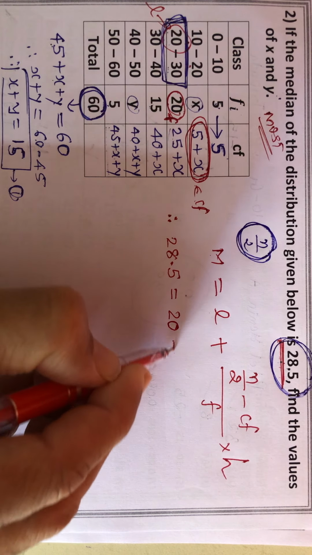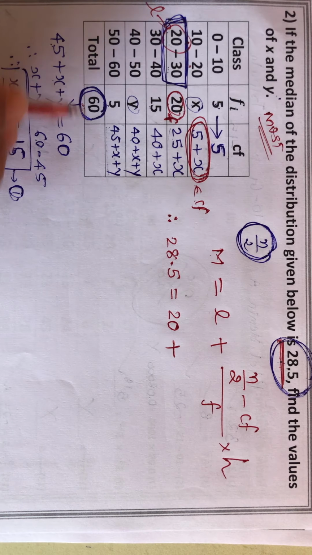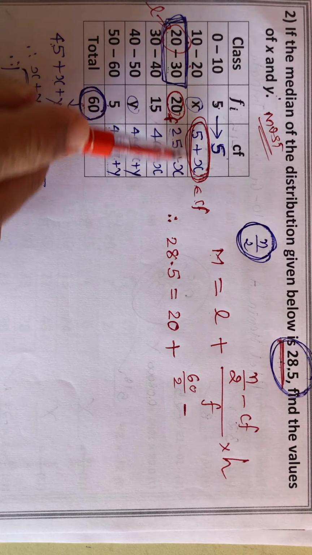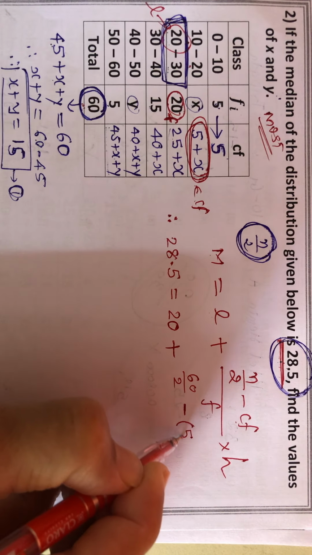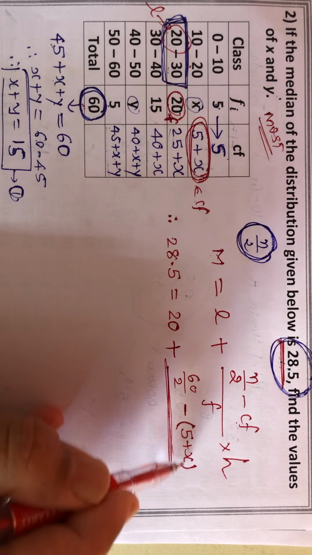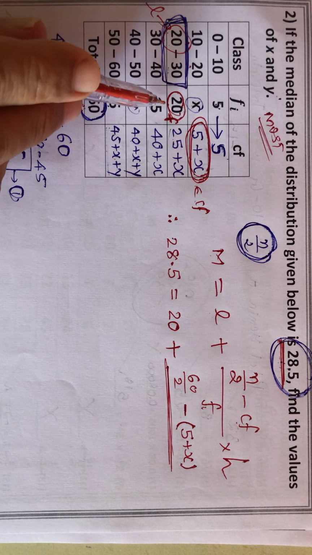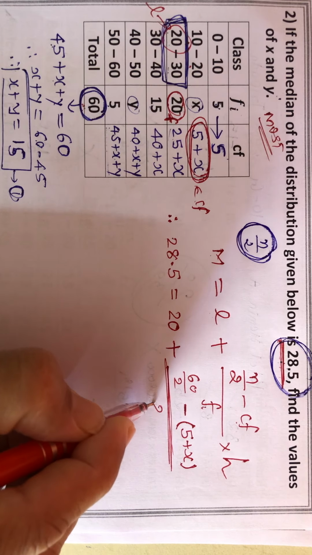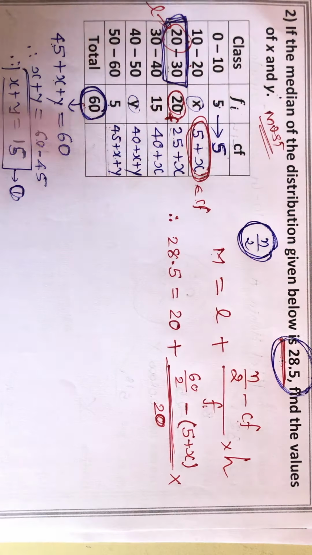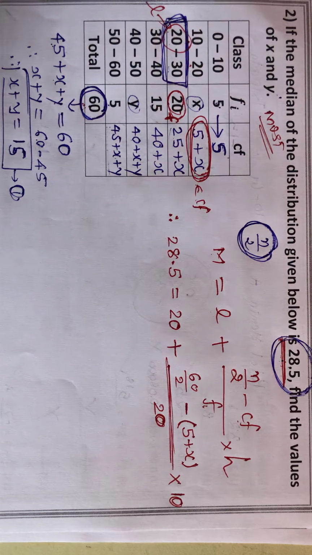So here it is 20 plus n by 2, and we know that here it is 60. So 60 upon 2 minus CF, that is the cumulative frequency. Here it is 5 plus x. But please keep in mind, compulsory make a bracket here. 5 plus x is the cumulative frequency, divided by f, the frequency of the median class, here it is 20. And then h, the class size. Here the class size is 10 because the difference is 10. So here it is 10.